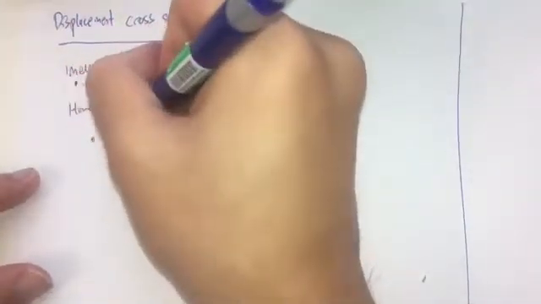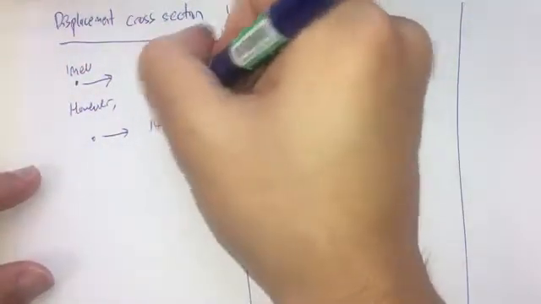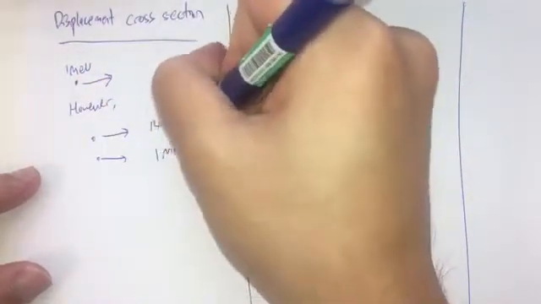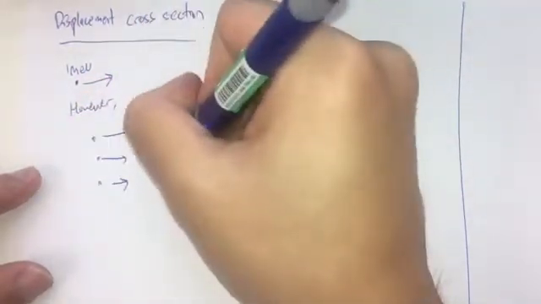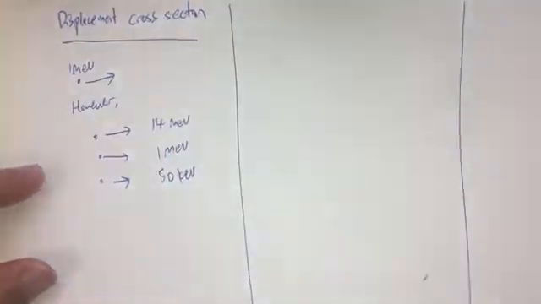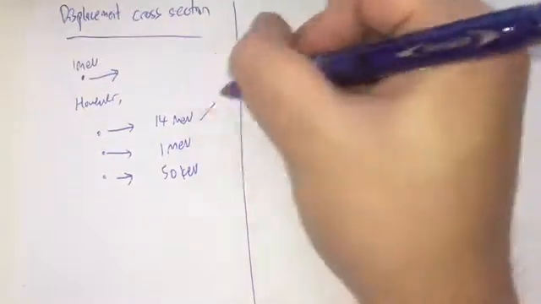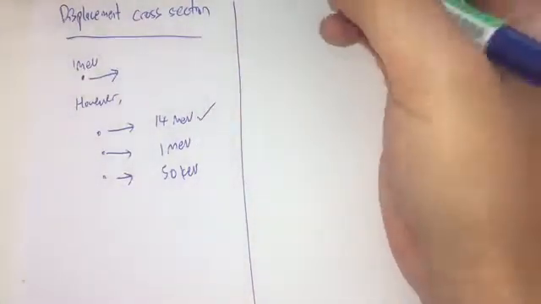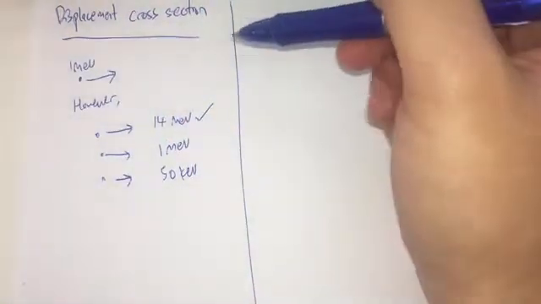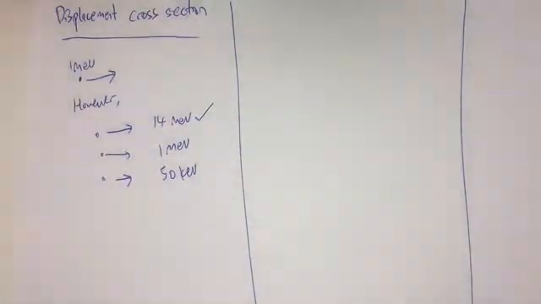So if you have, let's say, three neutrons, one at about 14 MeV, one at about 1 MeV, and one at about 50 keV, which one is going to do more damage? Usually it is the 14 MeV neutron, because it has so much energy that it can knock off more atoms from their lattice sites, and that will cause more displacement damage overall.